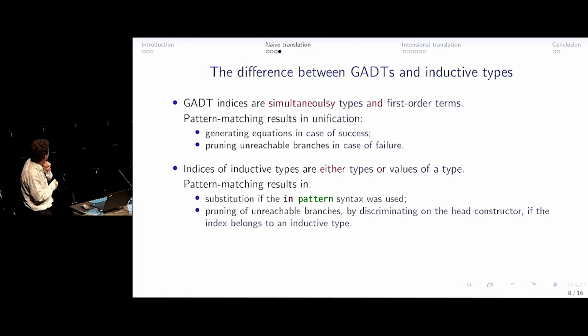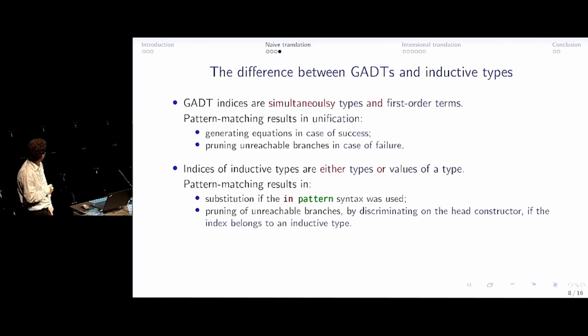So you can use them as types, but they're really first-order terms because pattern matching results in unification. So it's a first-order unification. And the unification is going to generate equations in case of success, and it is going to allow you to prune unreachable branches in case of failure. You're completely relying on unification, and for unification, you need first-order terms.